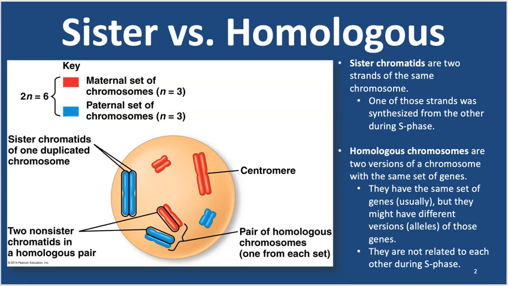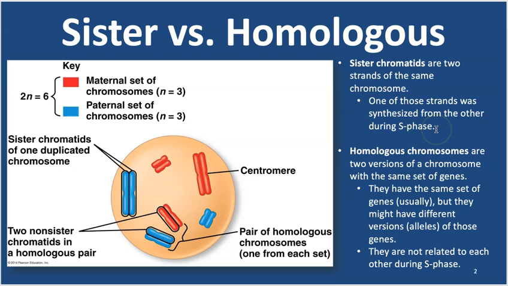We've already talked about sister chromatids during module 4.1, talking about mitosis. Sister chromatids are the template plus the copy that is made during S phase. So we can look at that over here. You can see it's two strands of the same chromosome. So one of those strands, one of the sister chromatids, was synthesized from the other during S phase. So all the stuff we've been talking about with DNA synthesis, with mitosis, we're talking about sister chromatids so far.